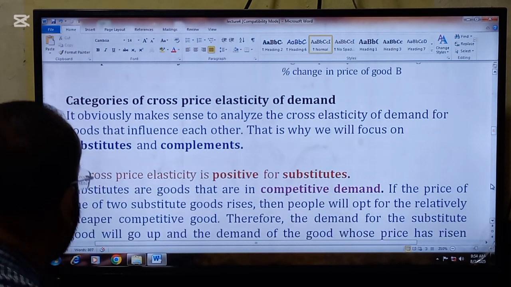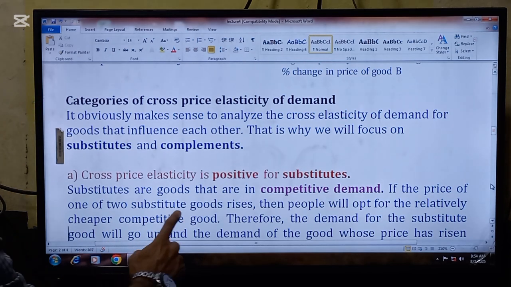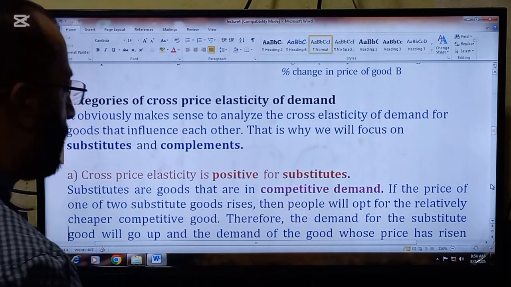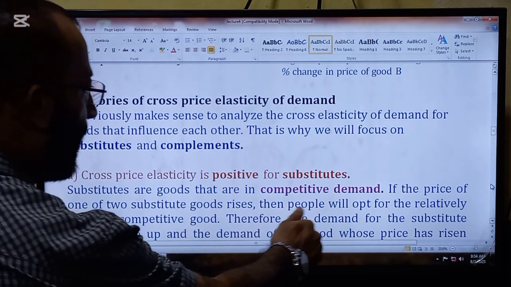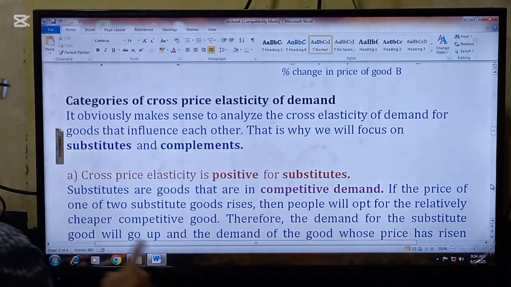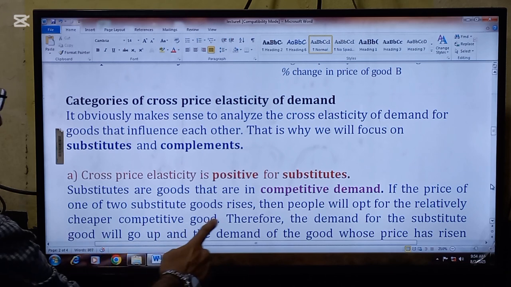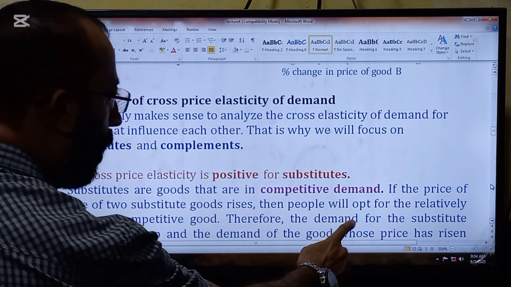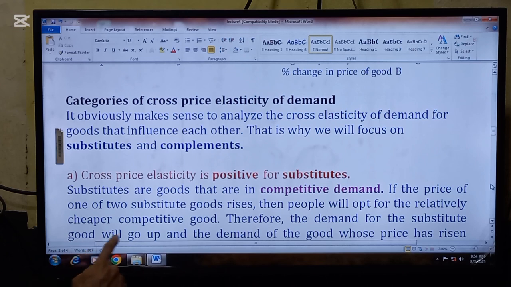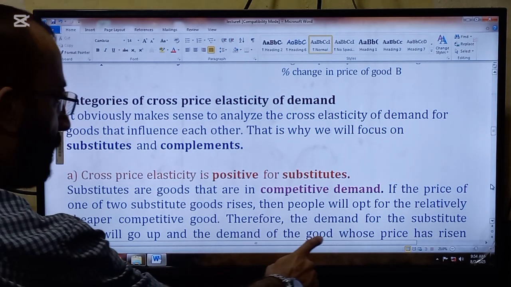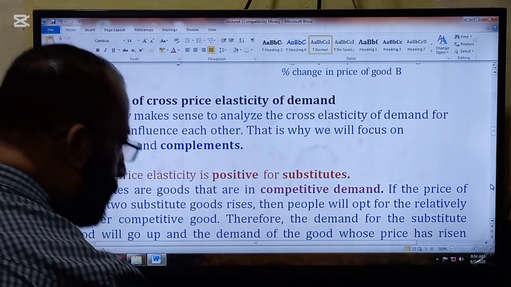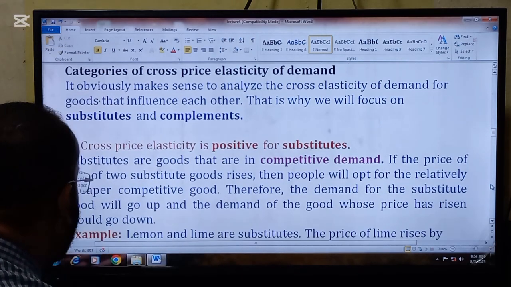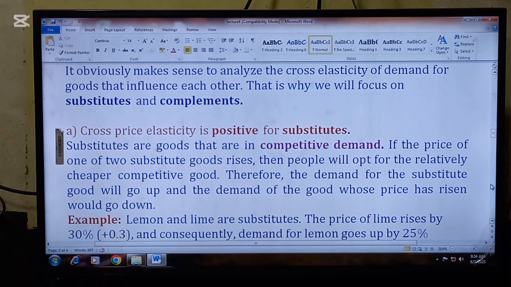The first category is that cross price elasticity is positive for substitutes. Look now, substitutes are goods that are in competitive demand. If the price of one of the two substitute goods rises, then people will opt for the relatively cheaper competitive good. Therefore, the demand for the substitute good will go up and the demand for the good whose price has risen will go down. And here is the example that will make your concepts more clear.